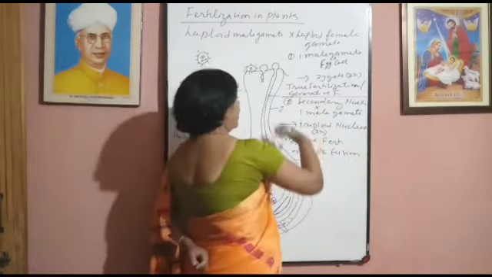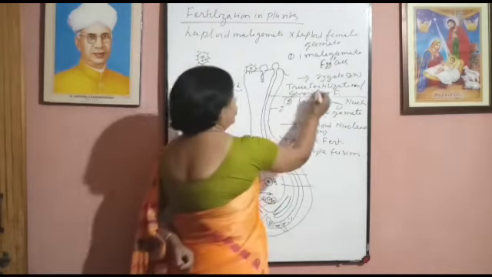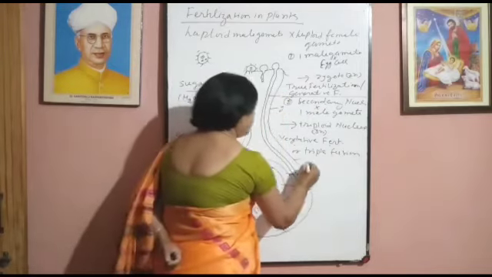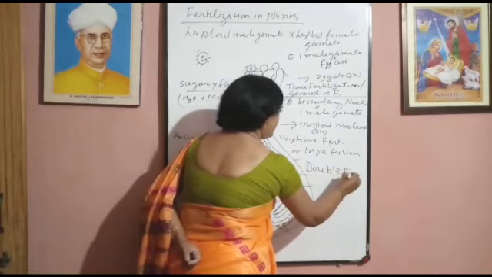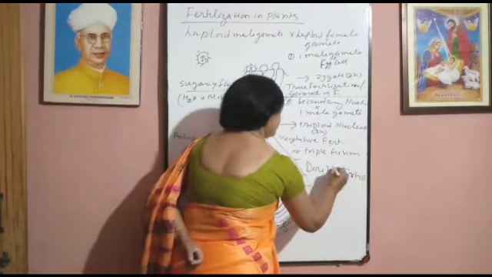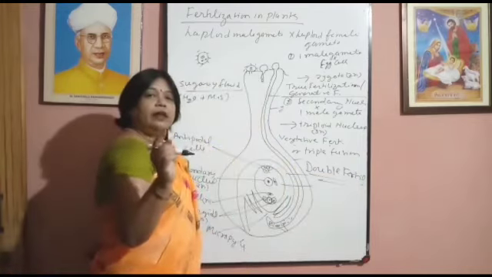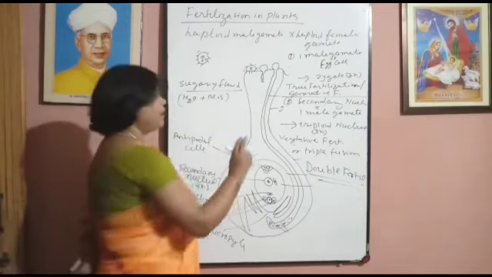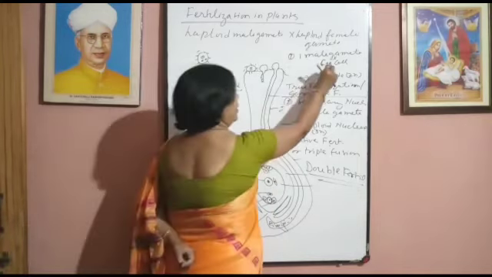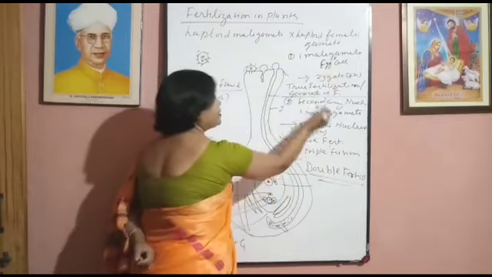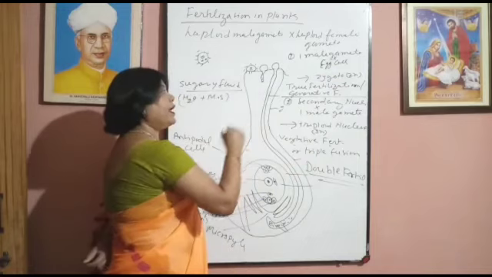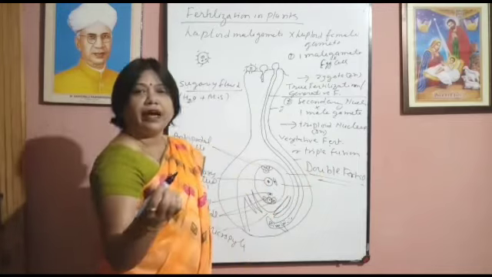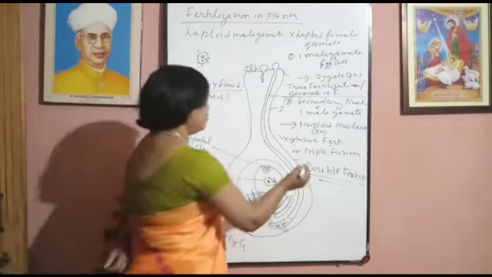The entire phenomenon, true fertilization and vegetative fertilization, is collectively known as double fertilization. That means in the same embryo sac, two acts of fertilization occur. One with the egg cell or female gamete, one with the secondary nucleus. So the entire process, the true fertilization and the vegetative fertilization, is collectively known as double fertilization.